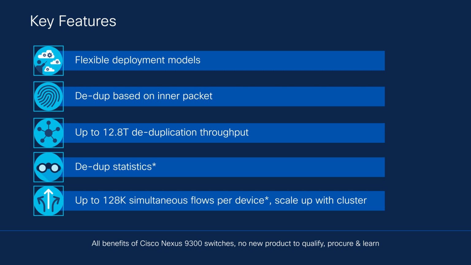Based on the switch that you select, deduplication is supported up to 12.8 terabits of traffic. We have various stats for the deduplication feature to show how many packets, or what percentage of packets, you see in your data center are duplicates. And at any given point in time, again depending on the switch you select, we can do deduplication for approximately 128K flows simultaneously.